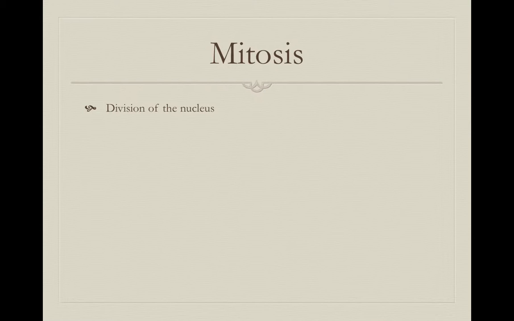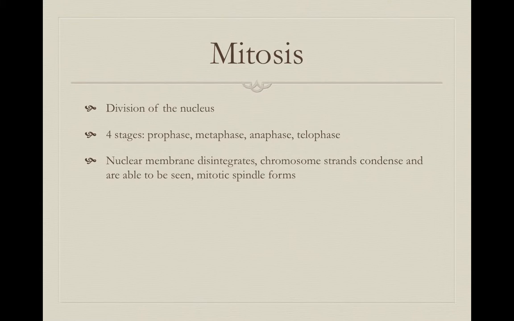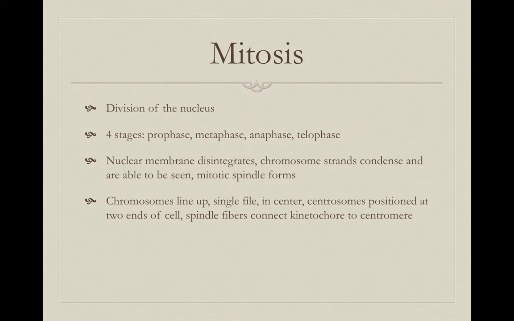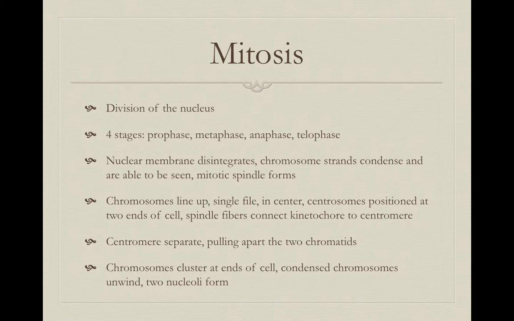So mitosis. It's also known as the division of the nucleus, and it has 4 stages: prophase, metaphase, anaphase, and telophase. And basically, just really briefly, what happens is the nuclear membrane disintegrates, the chromosome strands condense and are able to be seen, and then the mitotic spindle forms. The chromosomes then line up, single file, in the center, and there are spindle fibers connecting the kinetochore to the centromere. The centromere separates, pulling apart the 2 chromatids, and the chromosomes finally cluster at both ends of the cell. Condensed chromosomes unwind and 2 nucleoli form.